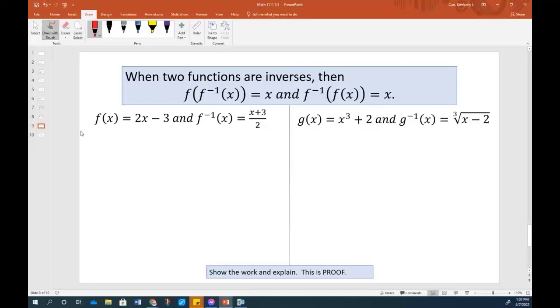So here, if I want to do f of f inverse, then I look at my f function as holding the place, so that'll be 2 times something minus 3. What am I supposed to put in that blank? f inverse of x. Now I'm going to do that again, but f inverse of x will actually fill in. So f inverse is (x plus 3) over 2.